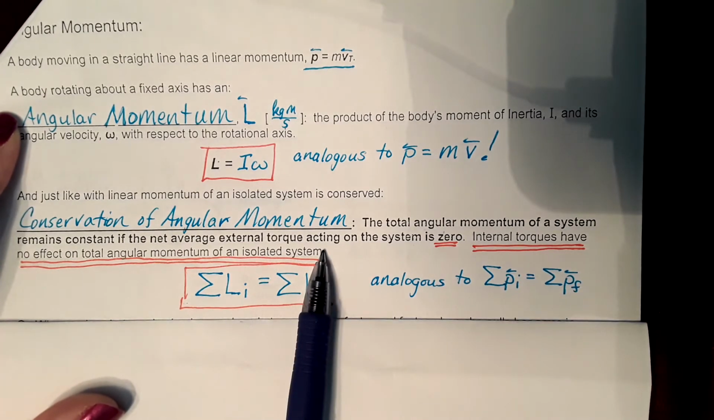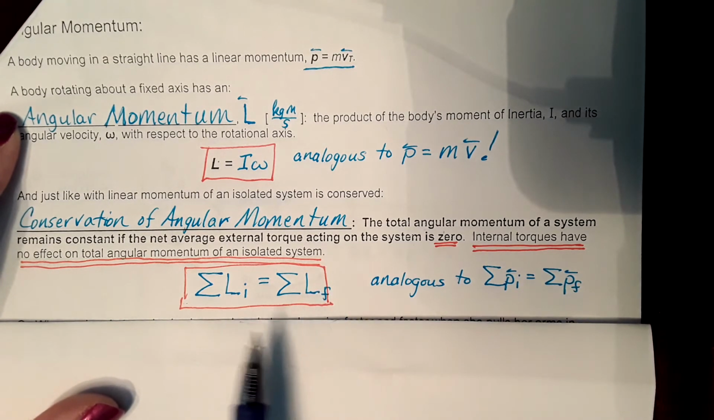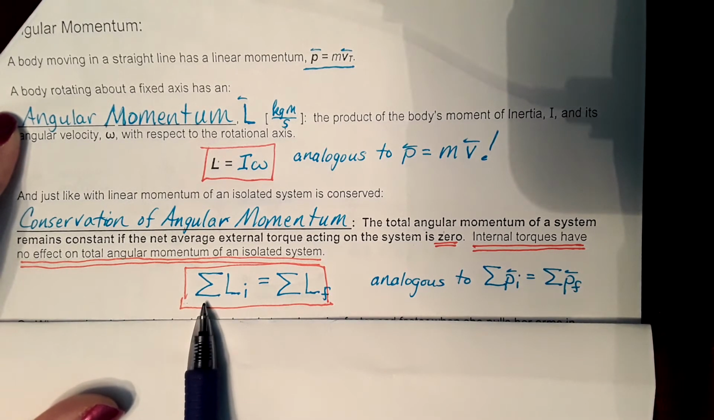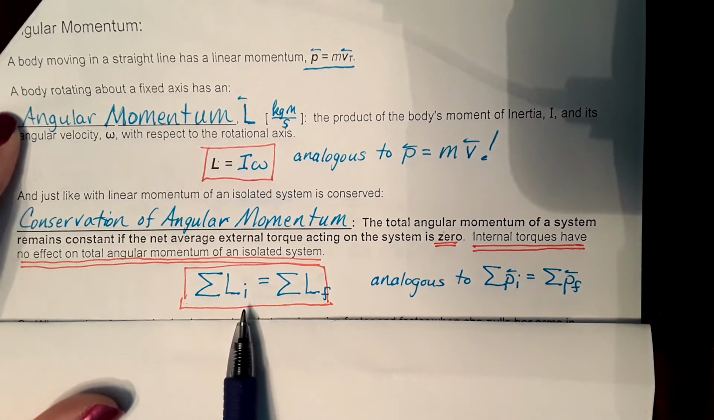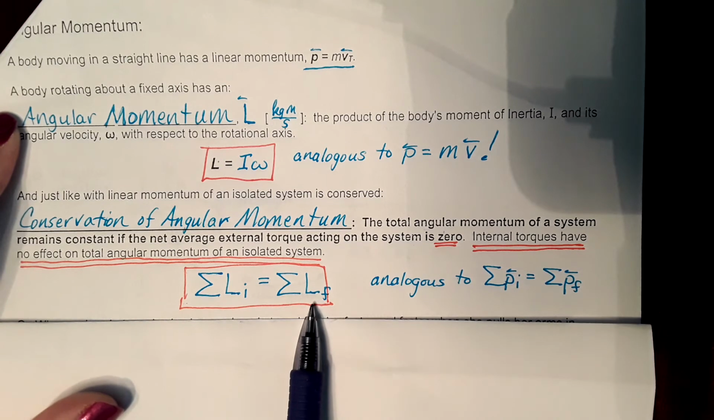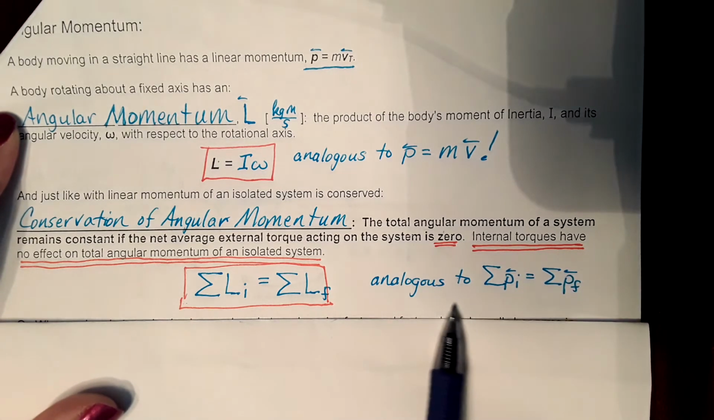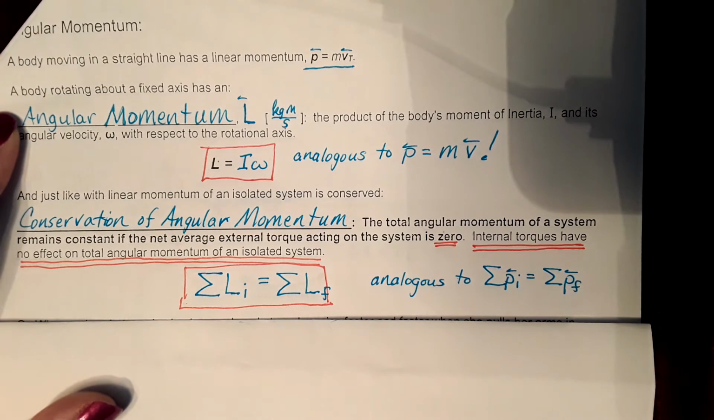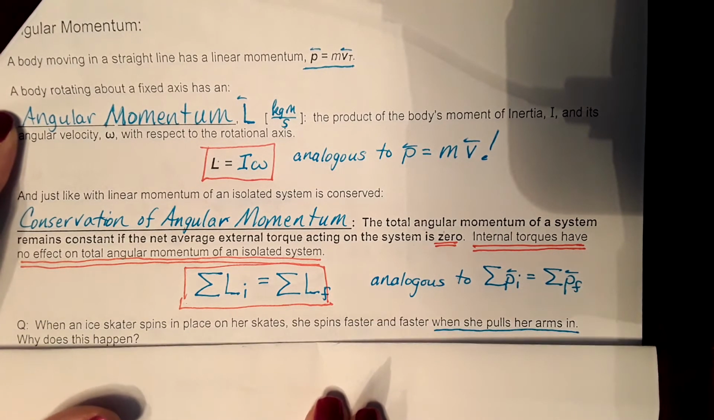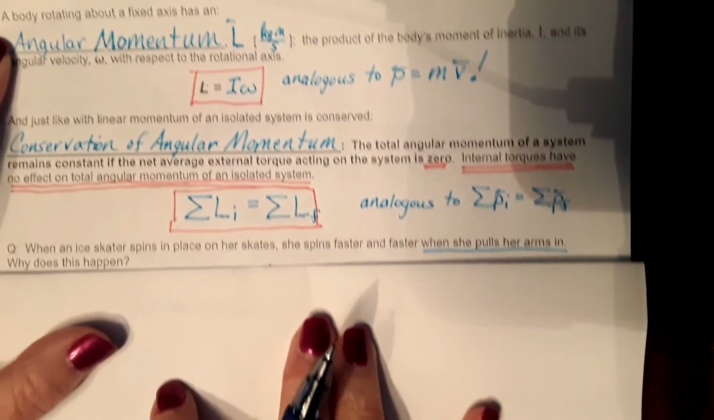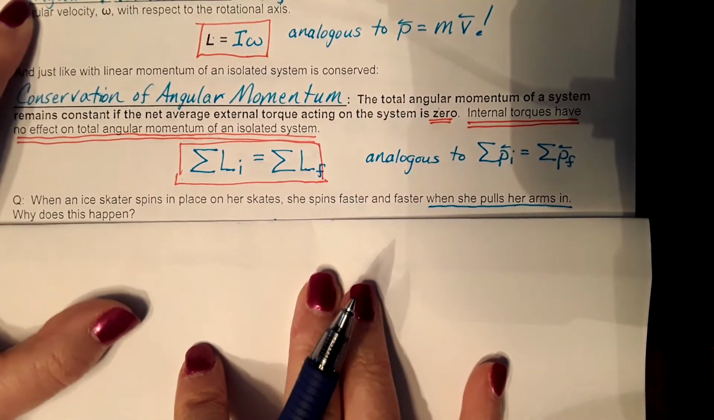Only external torques do. So if we say the sum of the angular momentum at the beginning of an event must equal the sum of the angular momentum at the end of an event or at any other point in time as well. Again, analogous to our linear or translational conservation of momentum. So let's look at this little question. This is a very classic question.